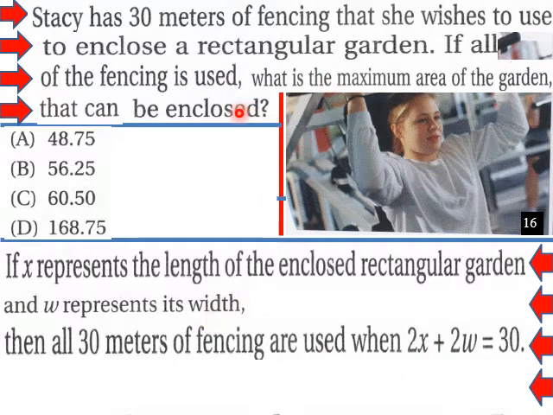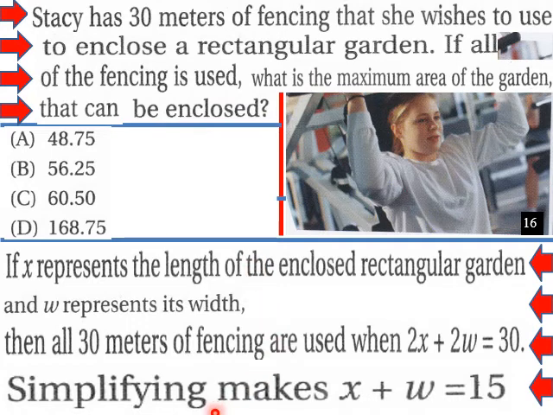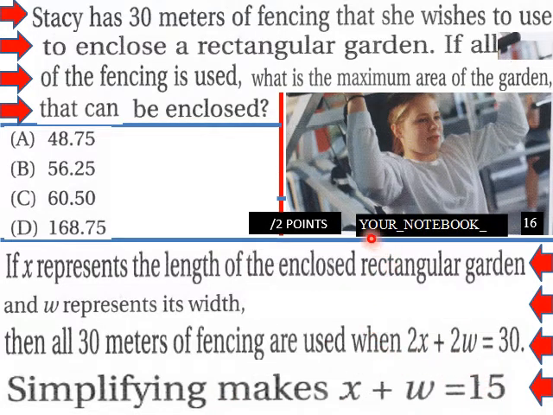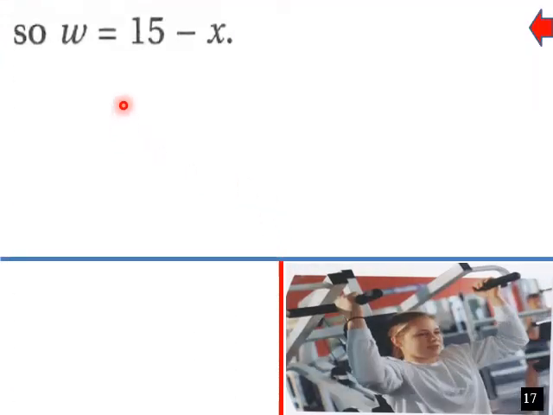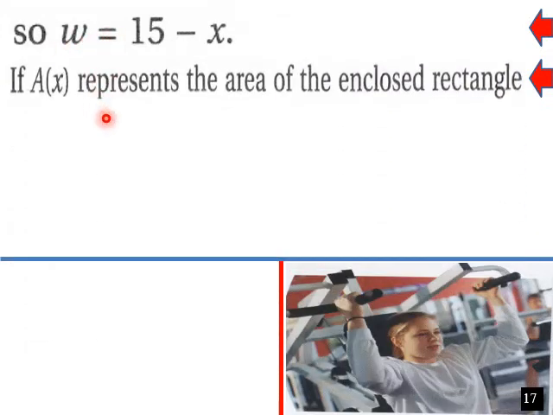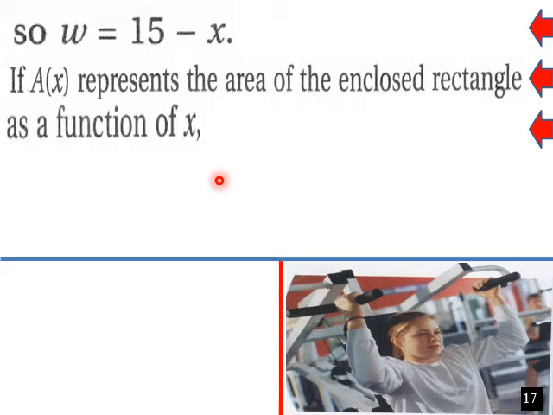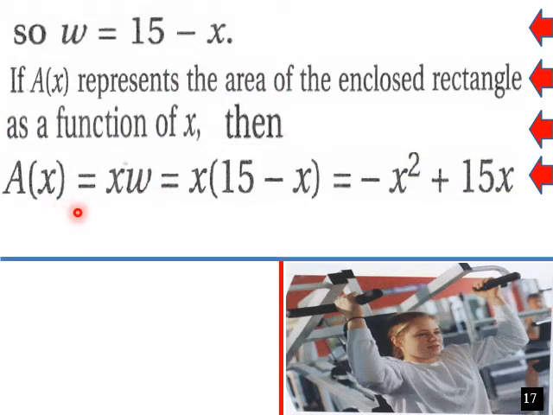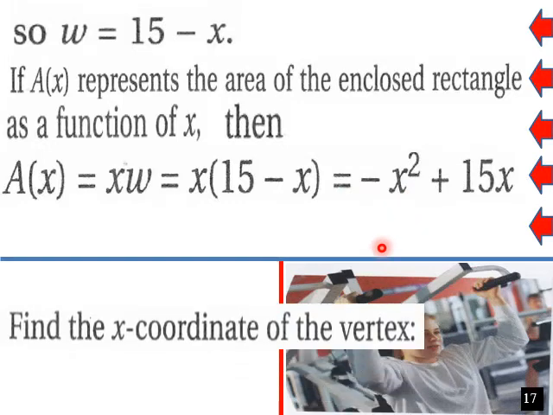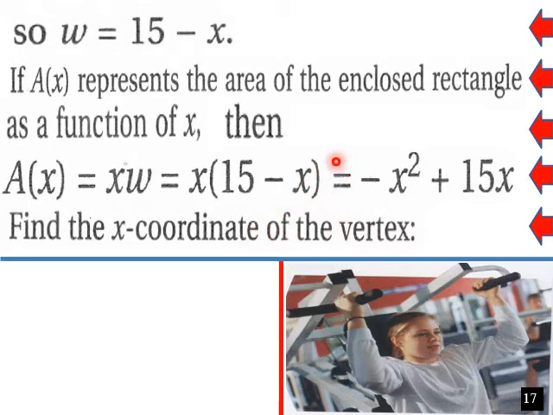So simplifying makes it x plus w equals 15. So knowing that w would equal 15 minus x, if a of x represents the area of the enclosed rectangle as a function of x, then a of x equals x times w, which equals x times 15 minus x, which equals negative x squared plus 15x.